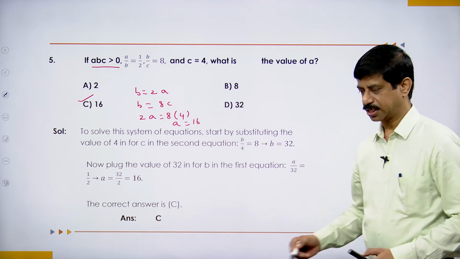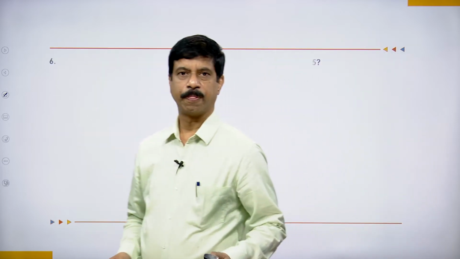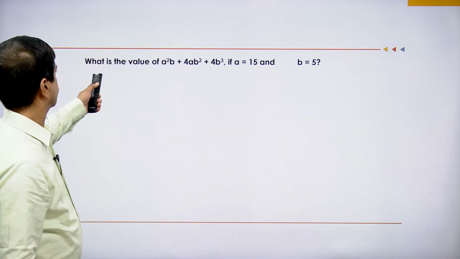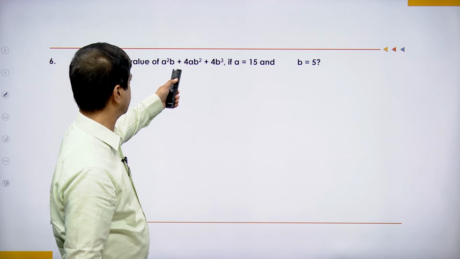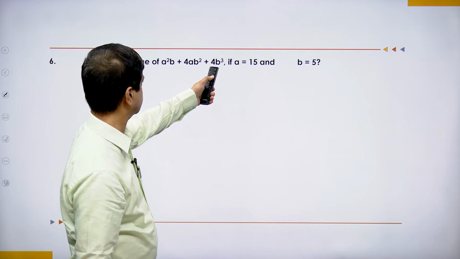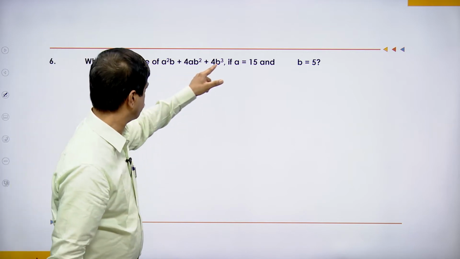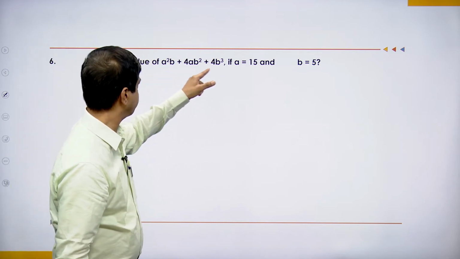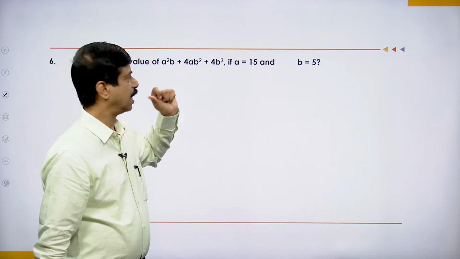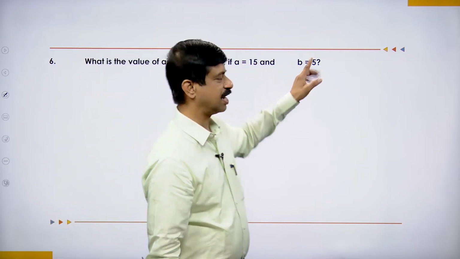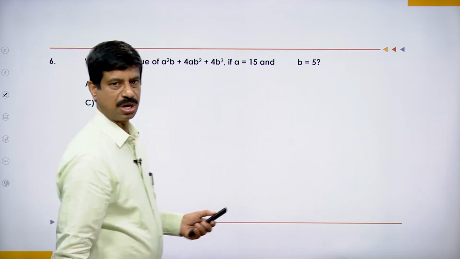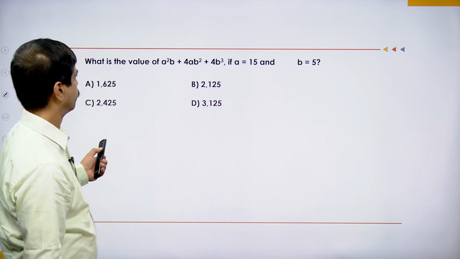Okay, yeah, let's go to the next question now. Now look at this. What is the value of A squared B plus 4AB squared plus 4B cubed? So if you observe, everywhere you have B common. And he gave A equal to 15 and B equal to 5. So now what is it that he is asking us?